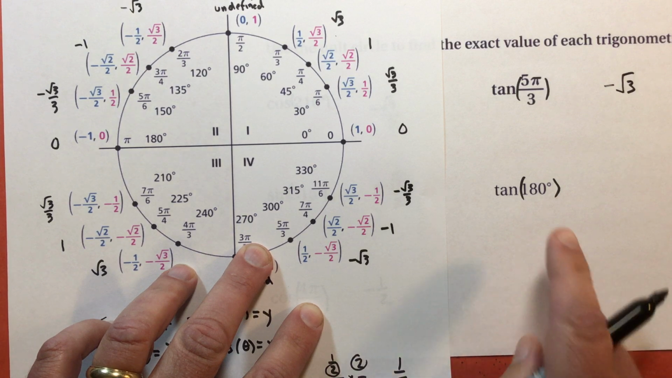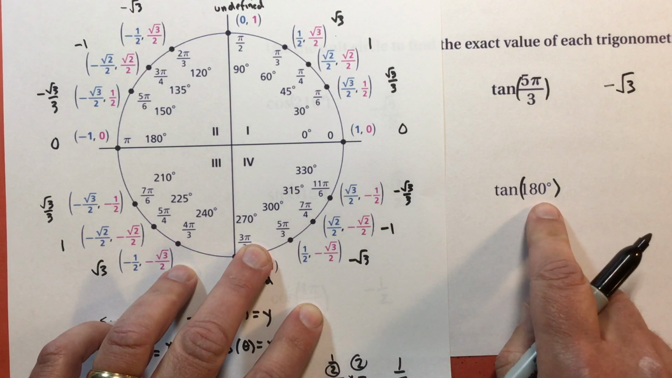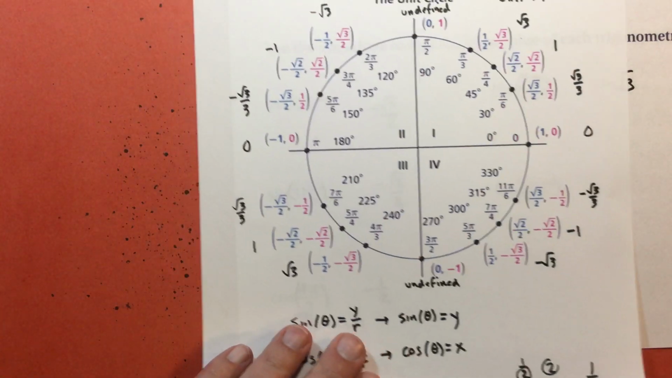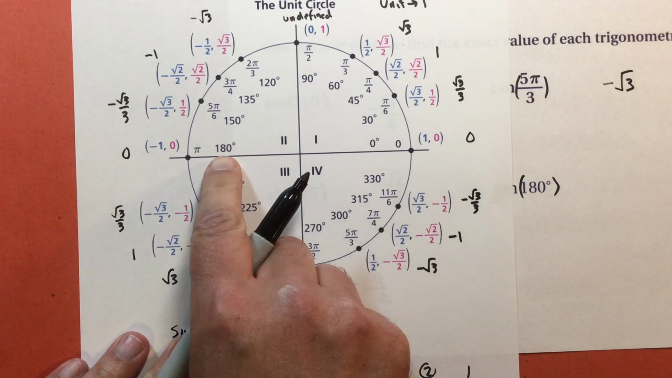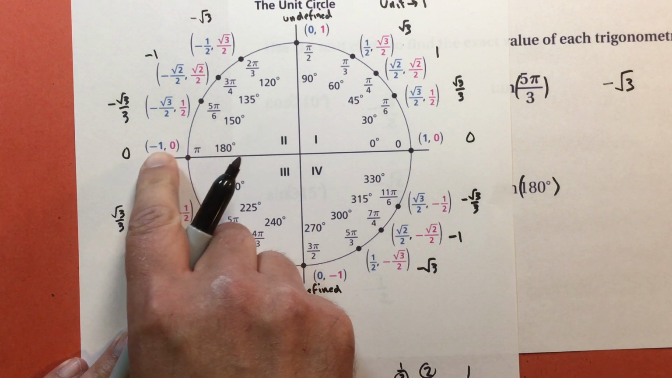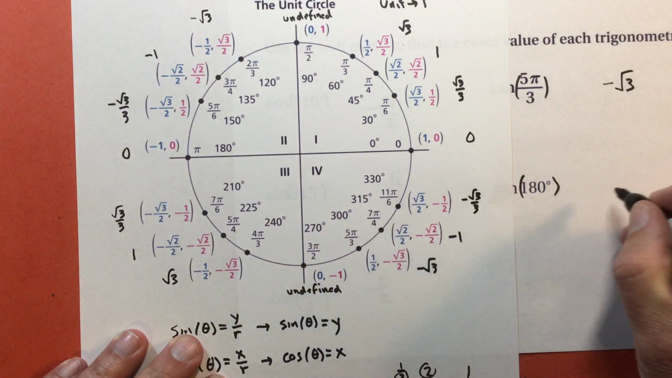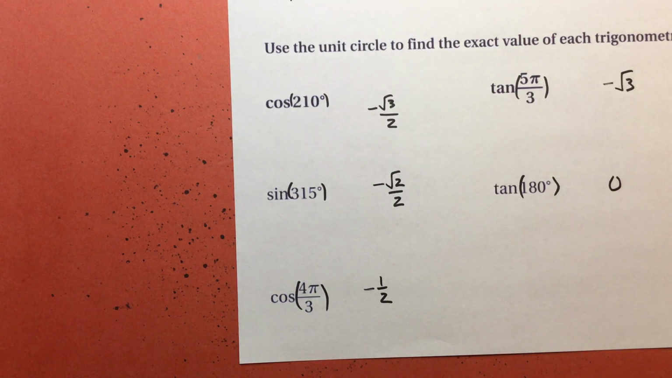And finally, last one, on this example, before we do more examples later, tangent of 180 degrees. I'll move that over so you can see it. Here's 180 degrees. Tangent is the y divided by the x. 0 divided by negative 1 is 0. So this just equals 0. So that's all there is to using the unit circle. We'll be doing more problems in a little bit.